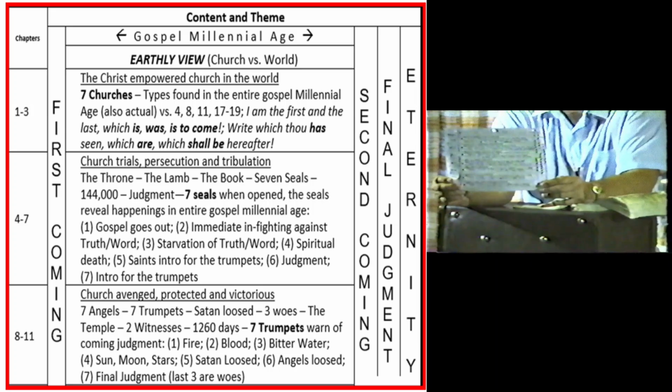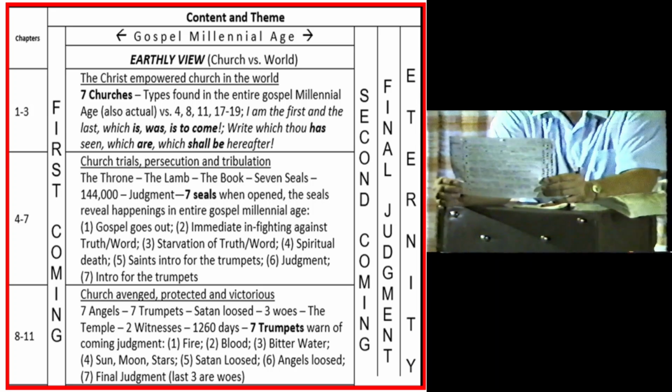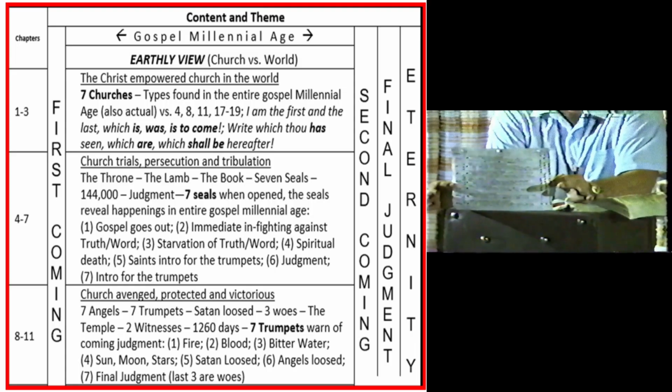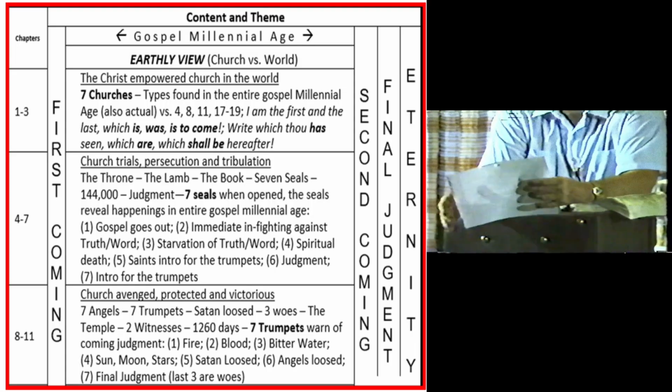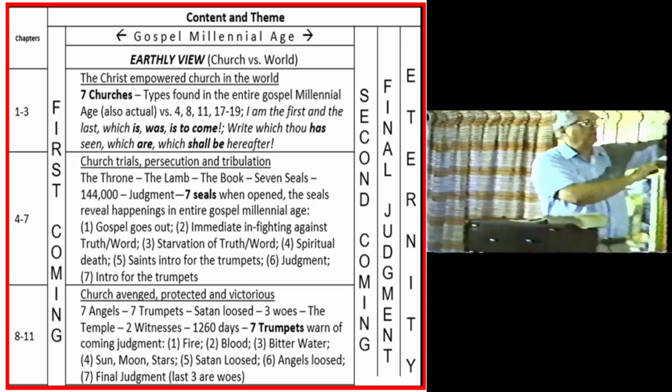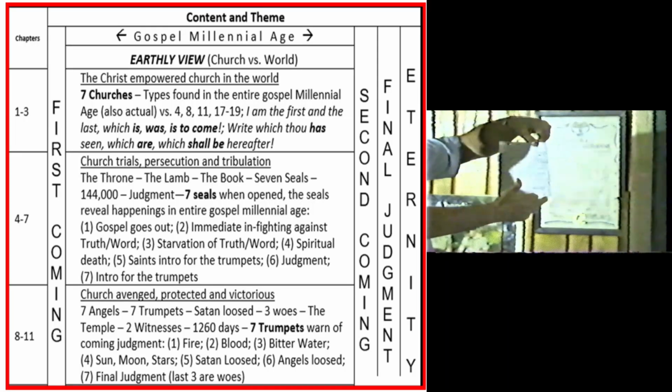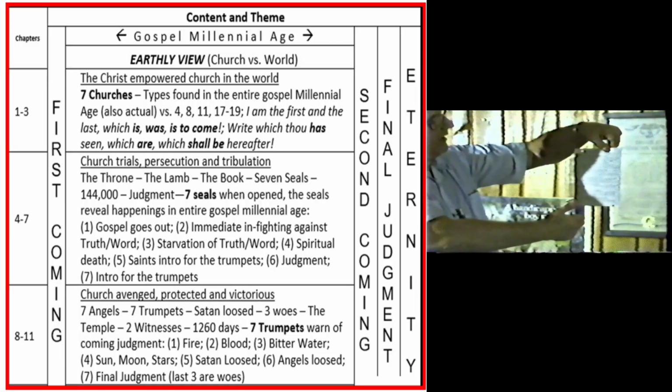So I sat down one day and started working with just a pencil and piece of paper to write things down, and lo and behold, it all fits on one sheet, so I didn't have to use 30 feet to get this. But here's your entire gospel millennial age from the cross running to the second coming, final judgment and eternity. Here's your chapter breakdowns.